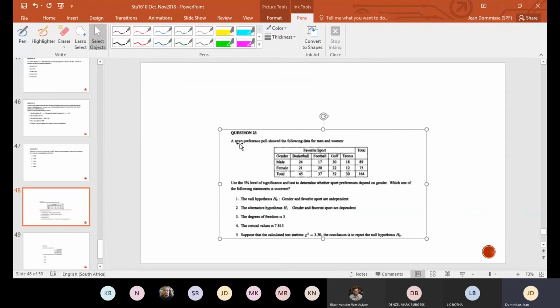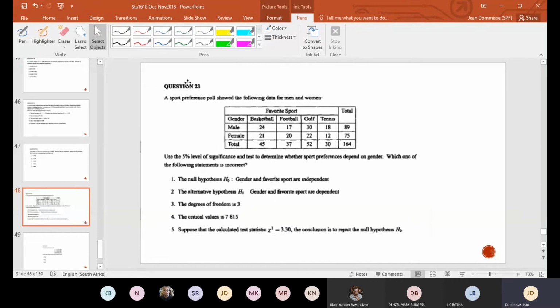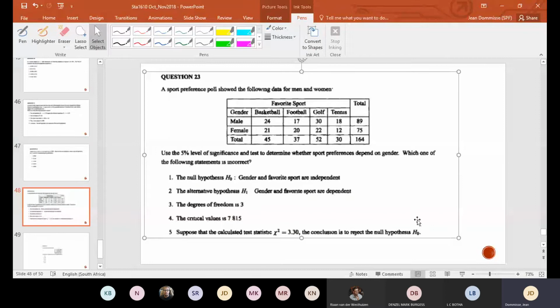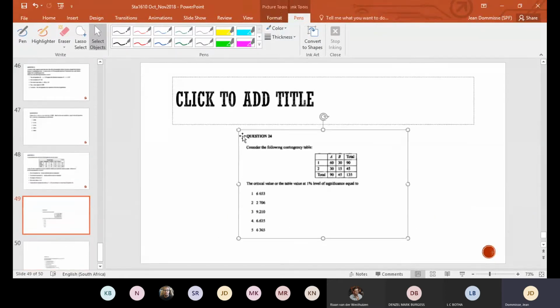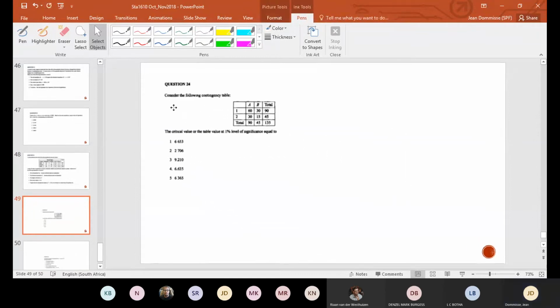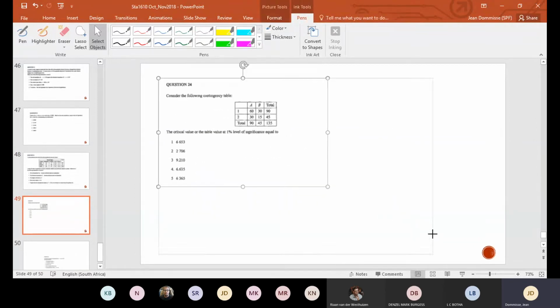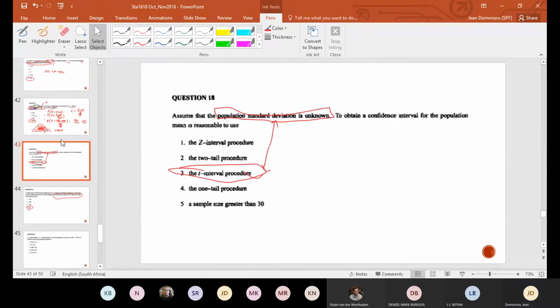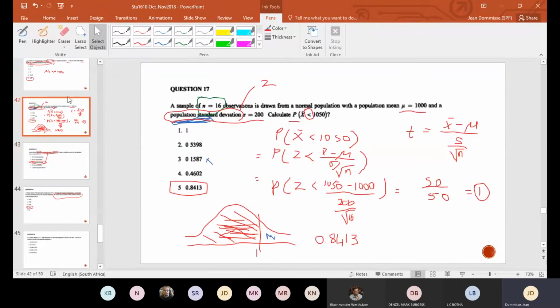Question 23, exactly the same. So again, it was exactly the same question as in the previous paper. Question 24, exactly the same. So there was nearly, I think from that was the same, so that was the same.